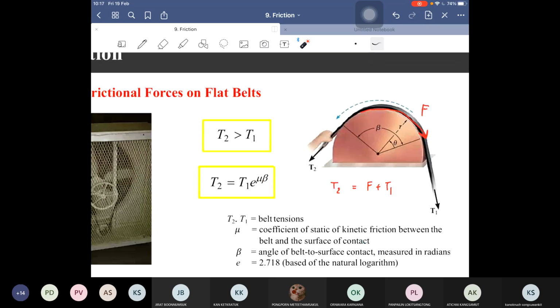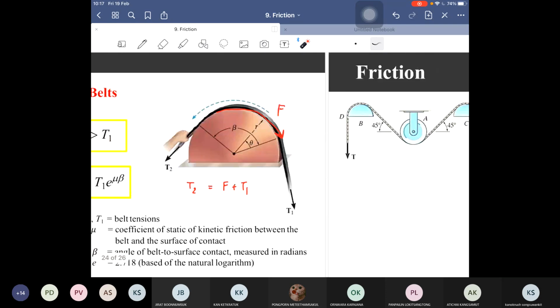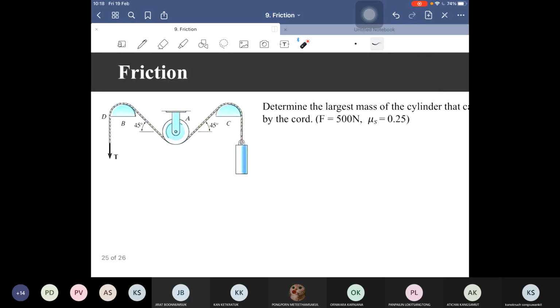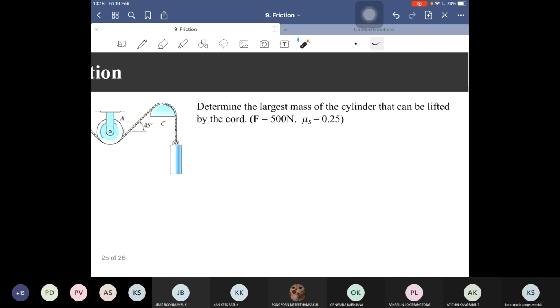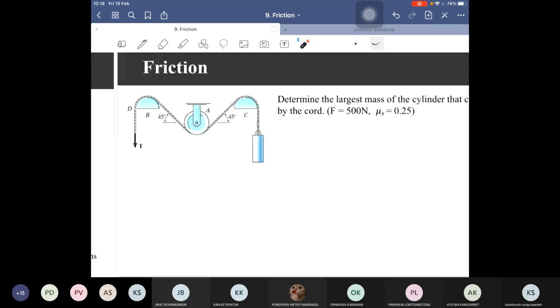Okay, so you have everything you need, like the coefficient of static friction and the angle of the contacting surface. Then just substitute into this equation. For example, this question asks you to determine the largest mass of this cylinder that it can lift by this cord.